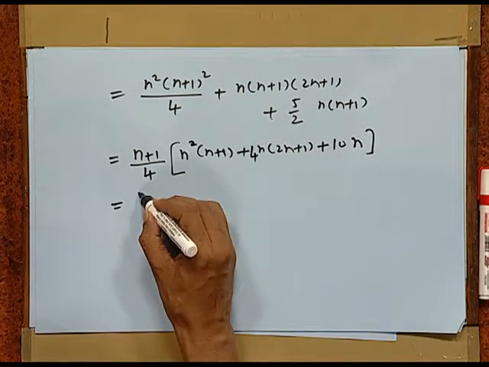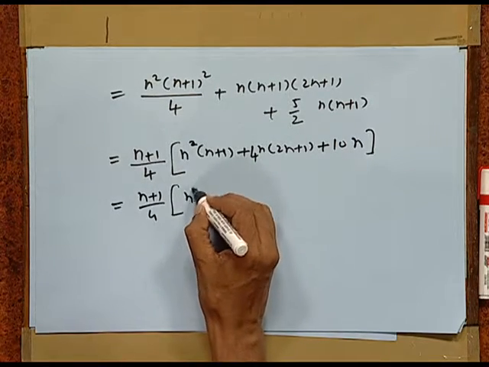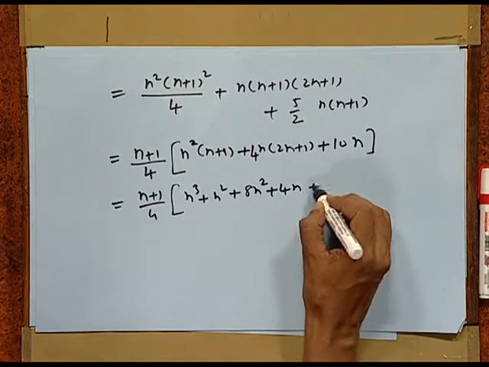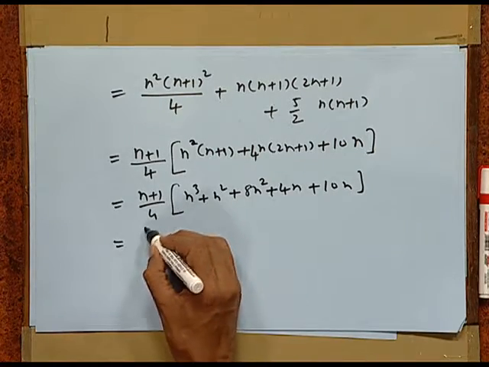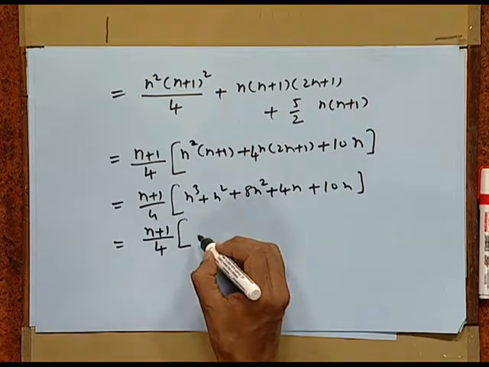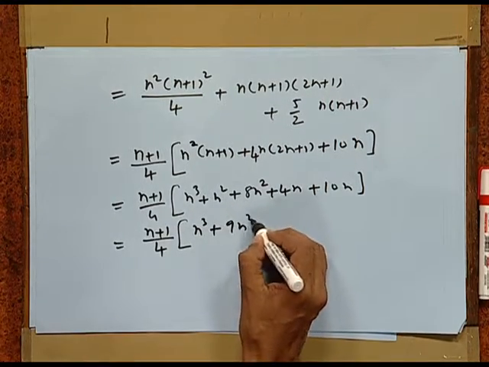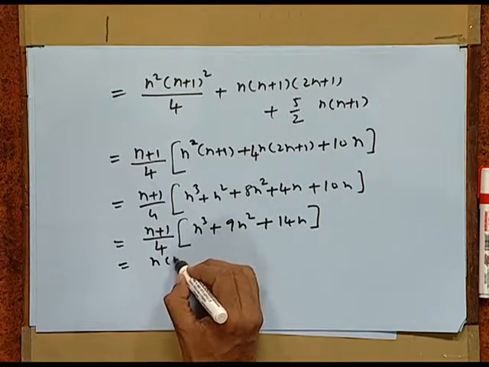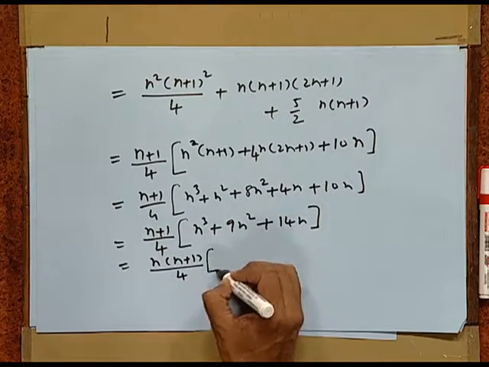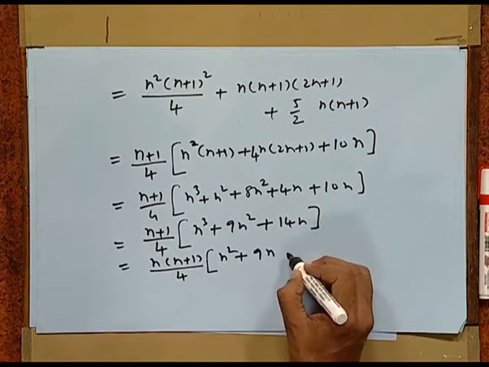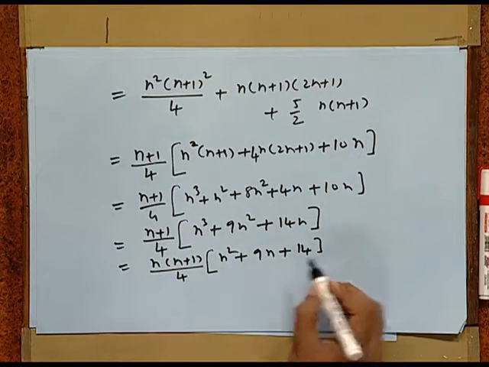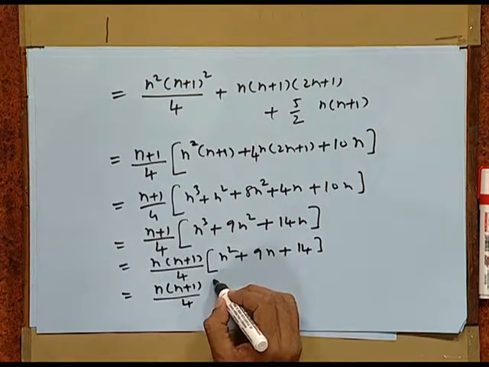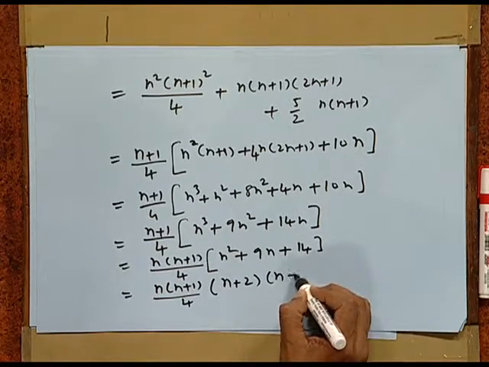That is n plus 1 upon 4, n cube plus n square plus 8 n square plus 4 n plus 10 n. That equals n plus 1 by 4 times n cube plus 9 n square plus 14 n, which equals n times n plus 1 by 4 times n square plus 9 n plus 14, which equals ultimately n times n plus 1 by 4 times n plus 2 times n plus 7.